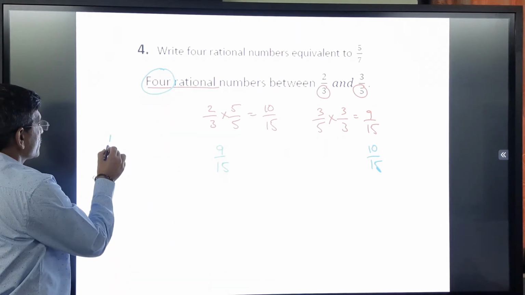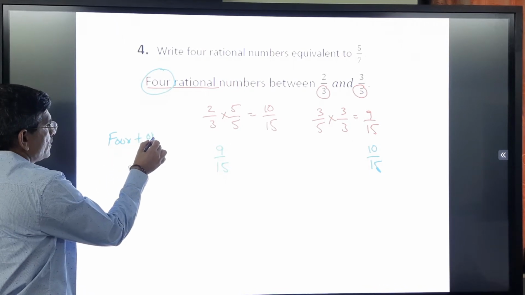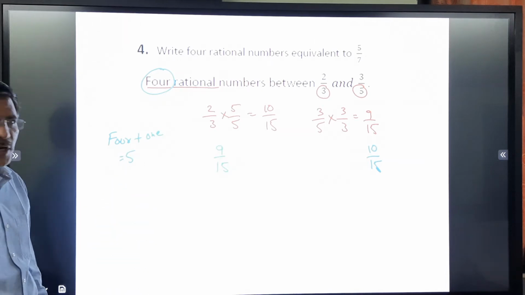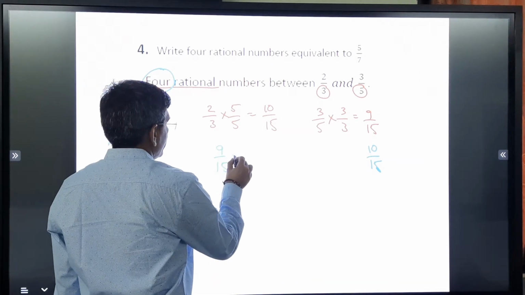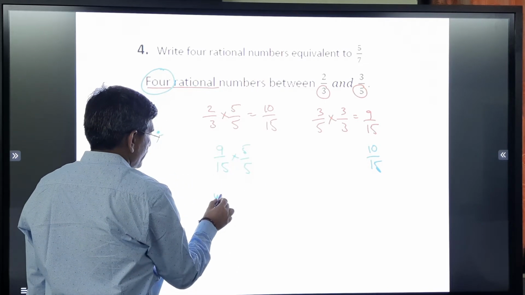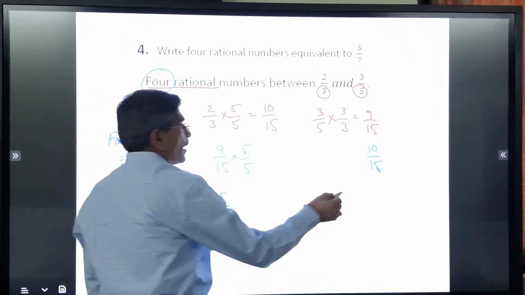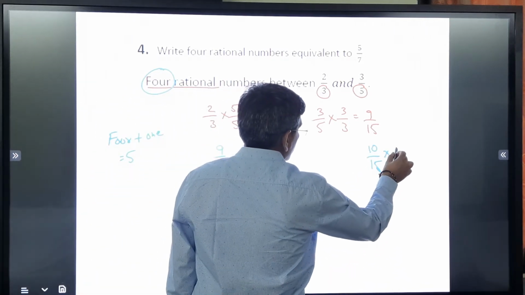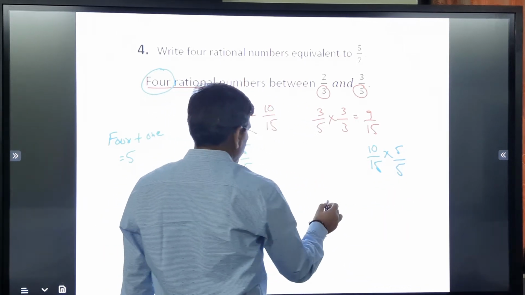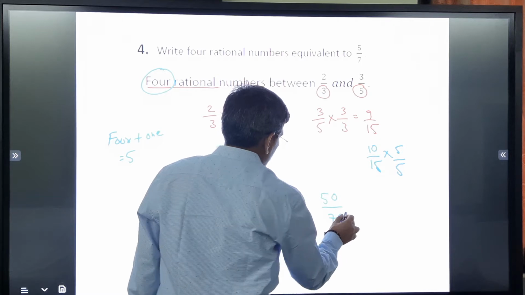So again 4 plus 1, that is 5. So what do I have to do now? Again, multiply numerator and denominator by 5. 9 5s are 45 upon 75. Again, multiply numerator and denominator by 5. That is 50 upon 75.